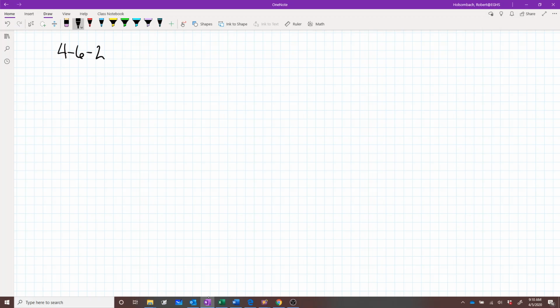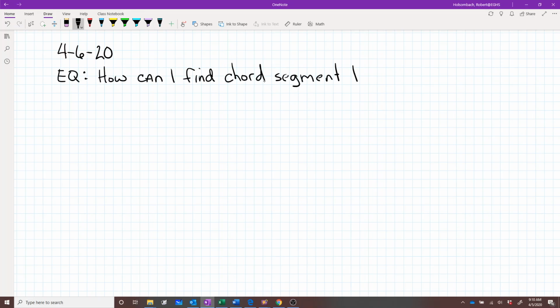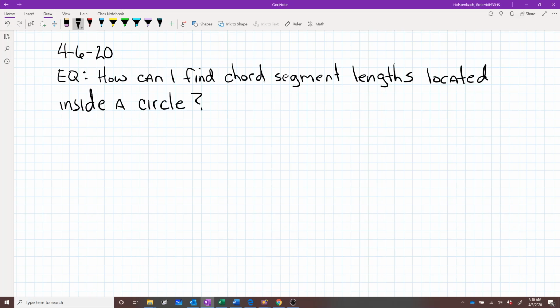And today we're going to be talking about special segments in a circle, and your essential question is going to be, how can I find chord segment lengths located inside a circle? How can I find chord segment lengths located inside of a circle?